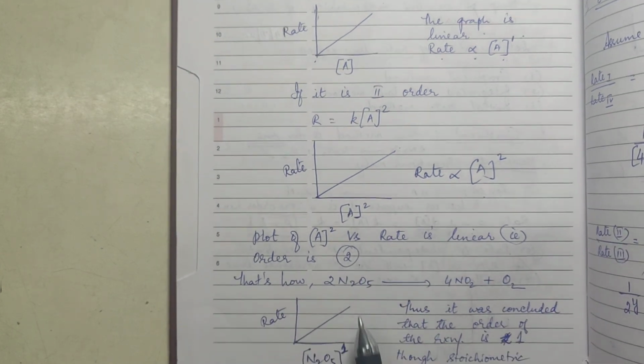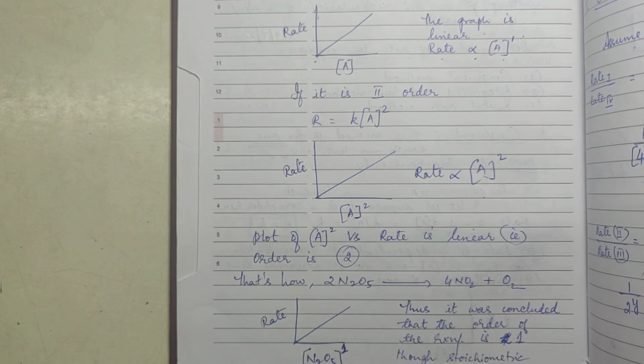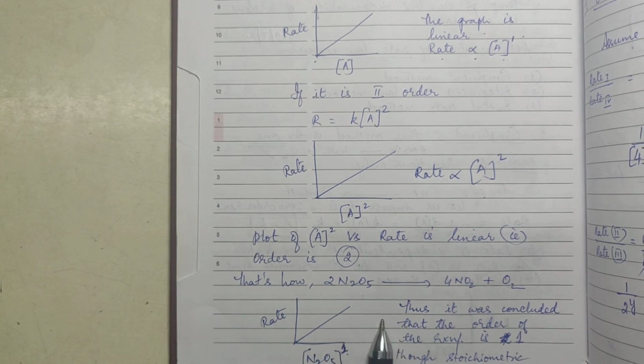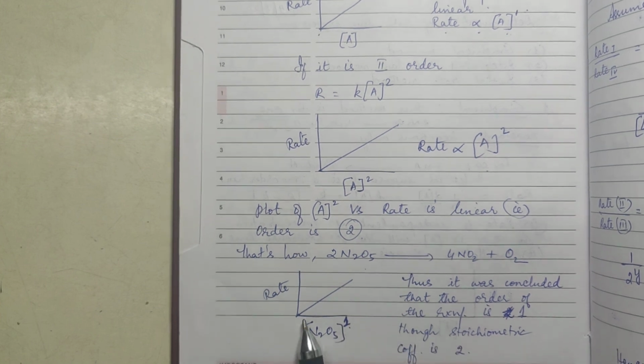So this is how, in the case of N2O5 giving NO2 plus O2, when you took N2O5 to the power 1, you got a linear line. This showed that rate is proportional to N2O5 to the power 1. So from this, they came to the conclusion that the decomposition of N2O5 is a first order reaction. Right?